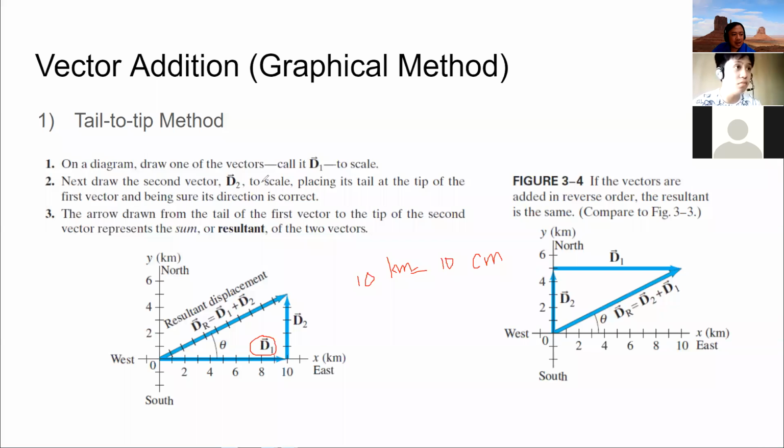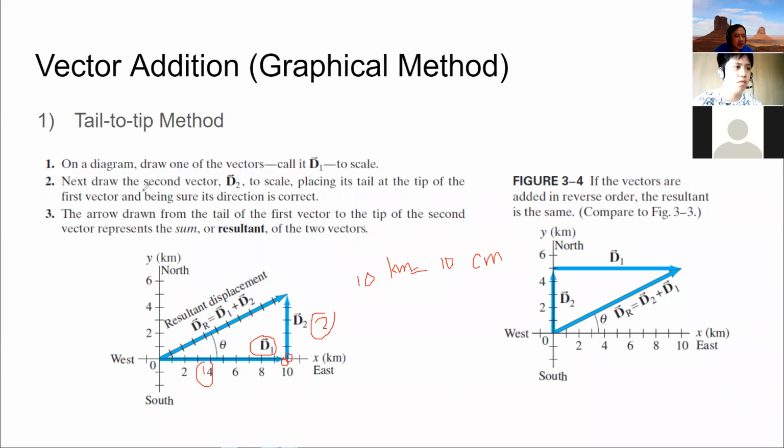And then next, draw the second vector D2 to scale, placing its tail at the tip of the first vector. The tip is the arrow, right? The tip of D1 is where the tail of D2 goes. So they are connected, you draw it there. That's why the term is tail to tip method. The tail of the second vector is drawn at the tip of the first vector. So this is the first vector, and this is the second vector, drawn tail to tip.